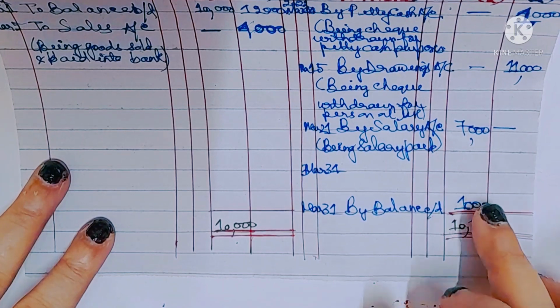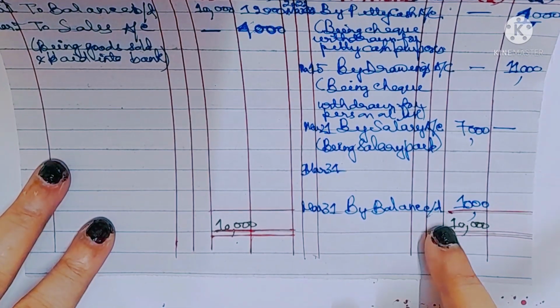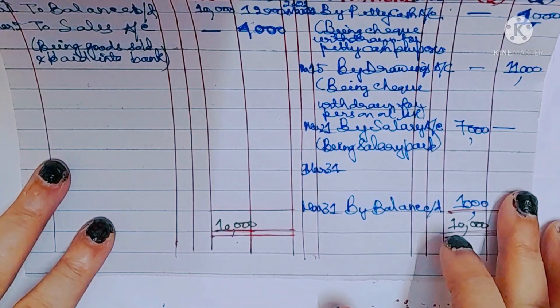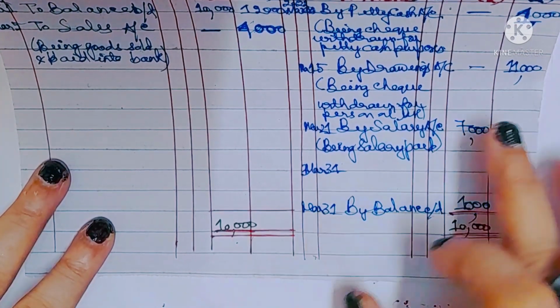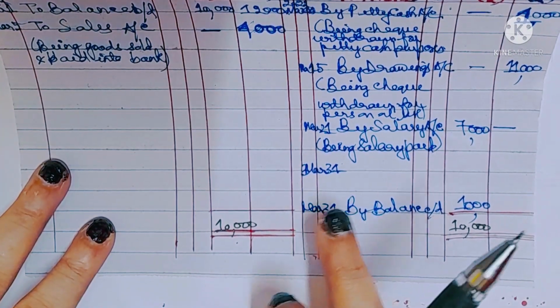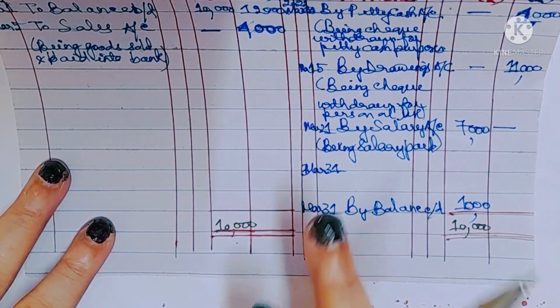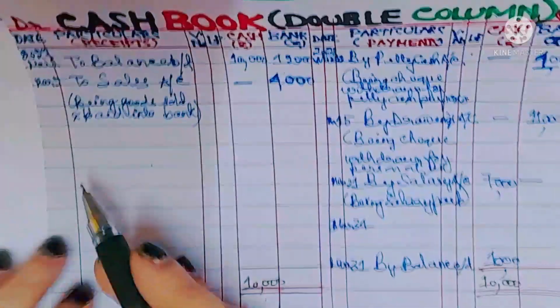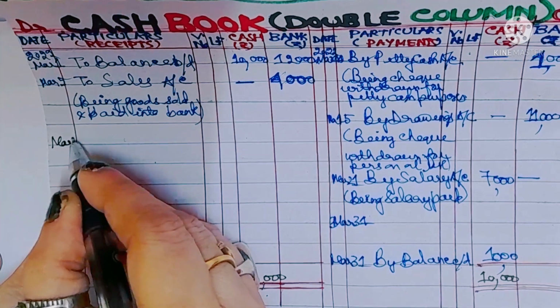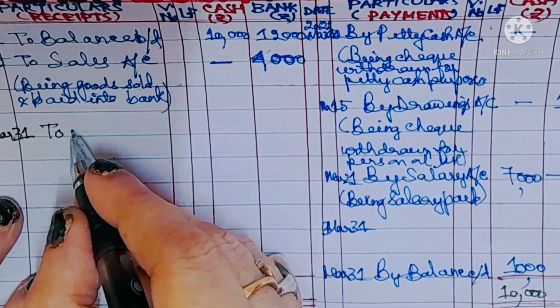So what is the excess cash in hand? After writing by balance CD 1,000 closing cash, 1,000 রাখার পরও আমাদের কাছে excess cash কত আছে? 10,000 minus 8,000 will give you 2,000. তো কি বলা হয়েছে প্রবলেমে? excess যে ক্যাশটা থাকবে ওটা ডিপোজিট করতে হবে ব্যাংকে. So 2,000 will be deposited into bank on the last day. So March 31st to bank account.